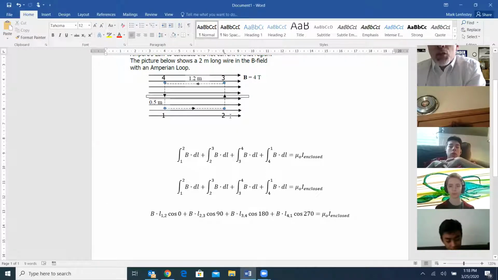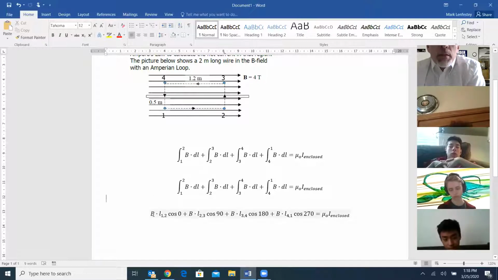It's always the angle between the B field and the path that you're moving along. The next one is B times the length from 3 to 4 times, in this case, the path you're moving is to the left, but the B field's to the right, so the angle would be 180 degrees. And then finally, the last one is going to be B times the length from 4 to 1 times the cosine of 270 degrees, because the path is moving straight down, but the B field's to the right.